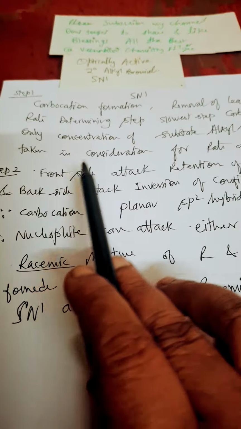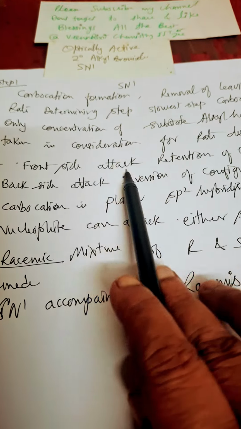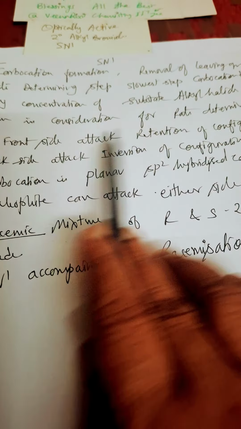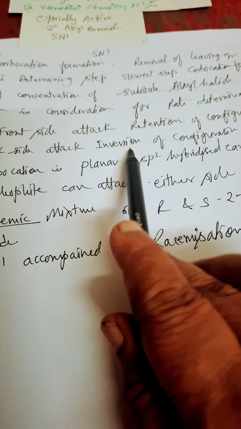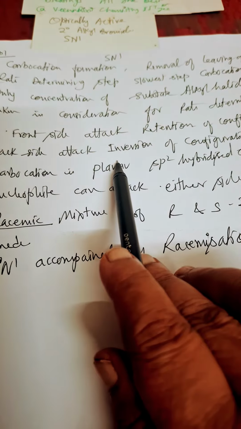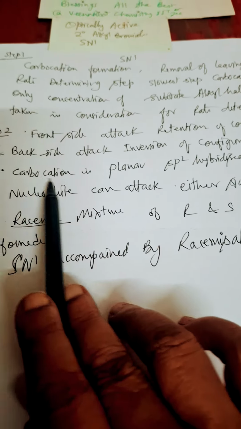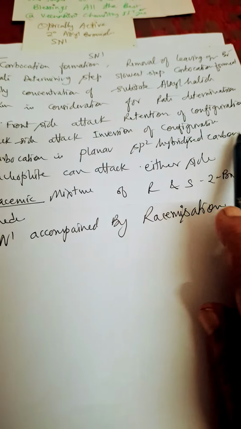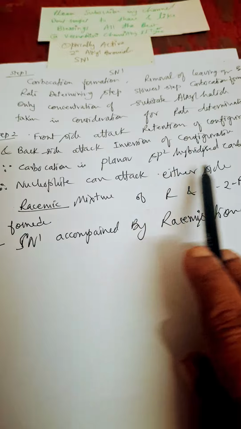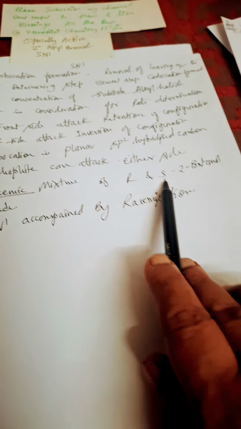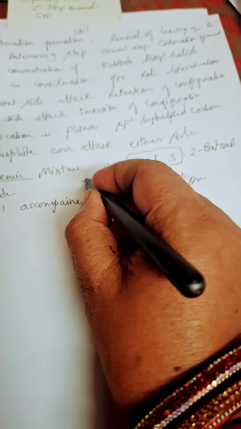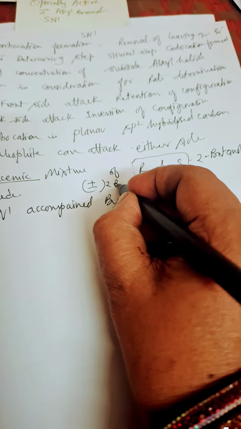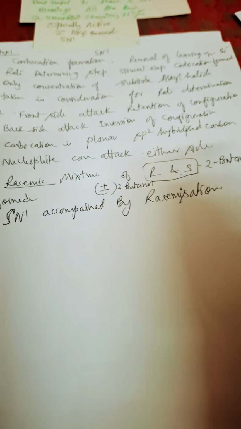Now, front side or back side: front side attack will give you retention of configuration of the product, and back side attack to this carbocation, inversion of configuration takes place. Why can either side of attack be possible? Because carbocation is a planar, sp2 hybridized carbon, so the nucleophile can attack either side. So a racemic mixture of D and L, or R and S, 2-butanol is obtained, and they are in equal amount, so we call it plus minus 2-butanol. This is also there. So this is a racemic mixture.